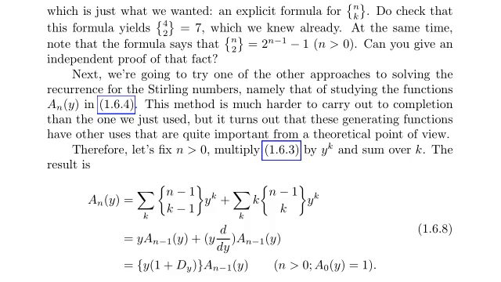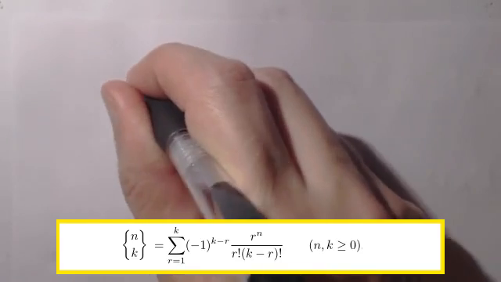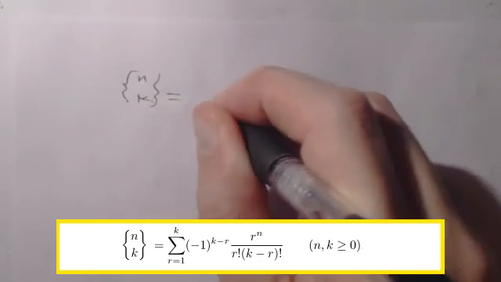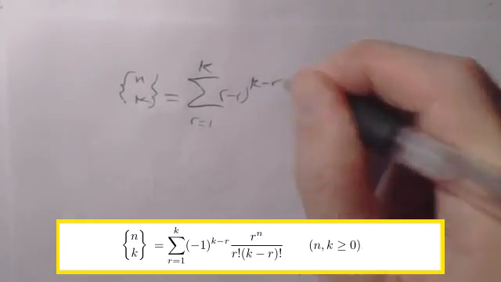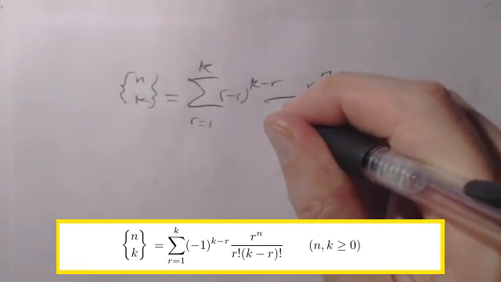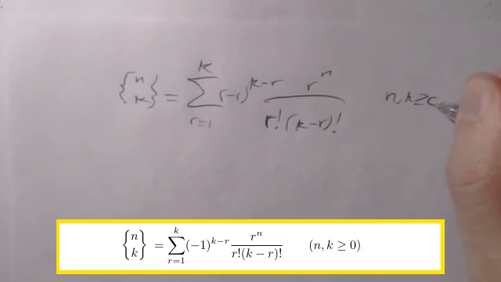So if we continue reading where we left off, the last thing that we had was that it pointed out, at the same time, note that the formula says that the Stirling number n, 2 equals 2 to the n minus 1, minus 1. Can you give an independent proof of that fact? So I'm just going to think about that for a second. What was our formula? Our formula was that the Stirling number n, k is equal to the sum from r equals 1 to k of minus 1 to the k minus r, r to the n, over r factorial times k minus r factorial, for n, k greater than or equal to 0.